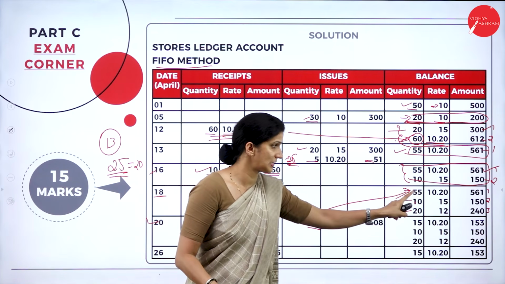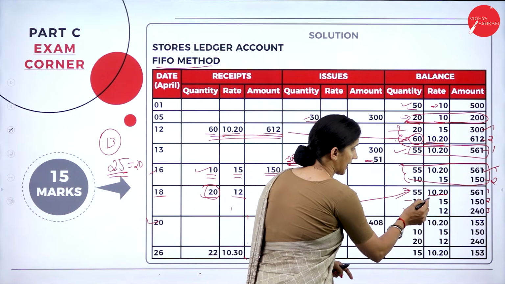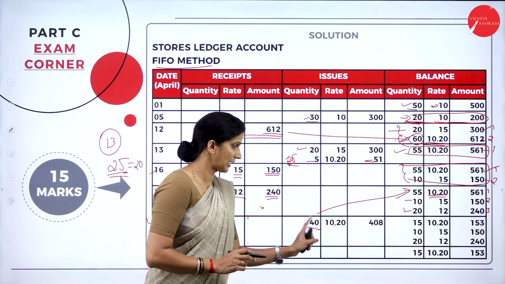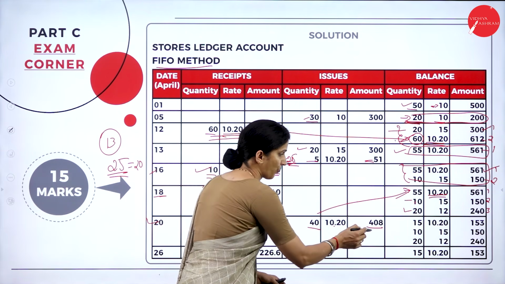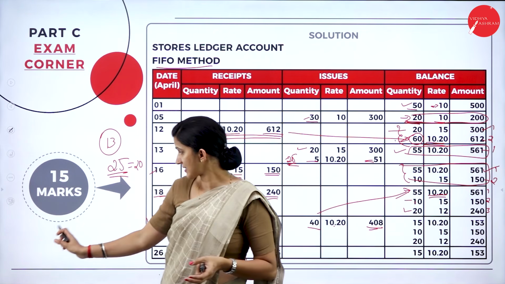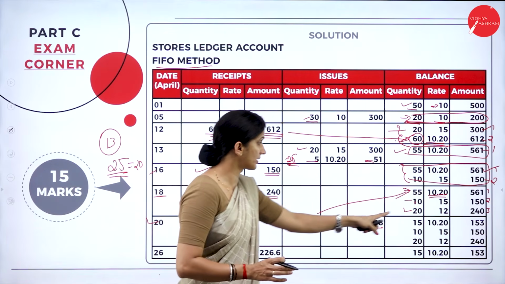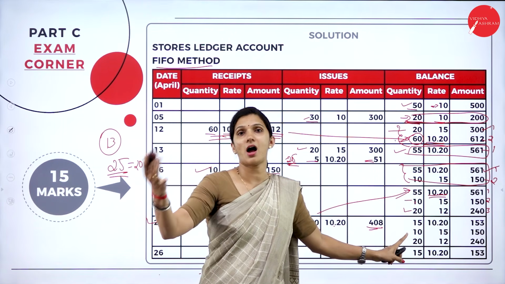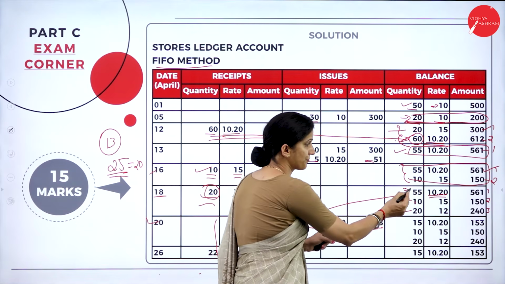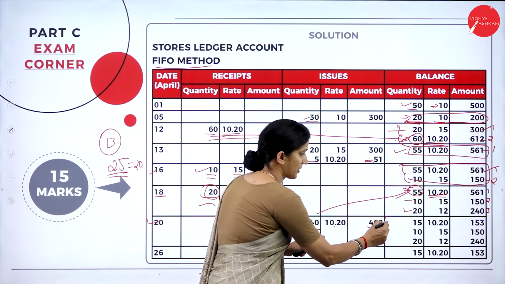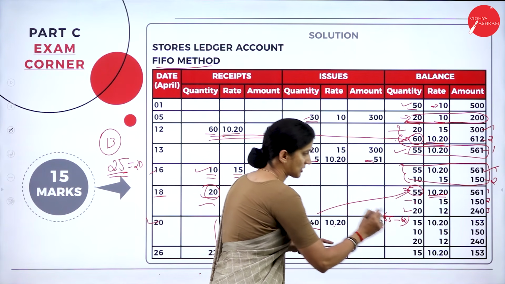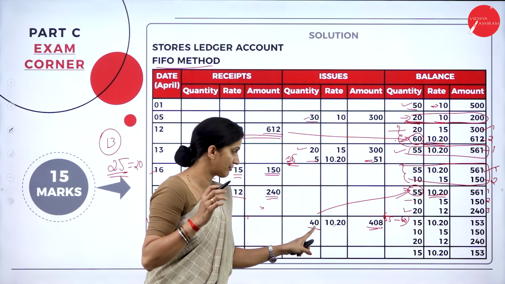If you are using this lot, we will take the same rate, that is 10.20 as it is. So now 40 into 10.20, it is 408. So we have issued 40 units. Now on the same day, that is on 20th, what is the remaining balance after the issue? That we need to write here. So 55, we have issued 40 units from the first lot.